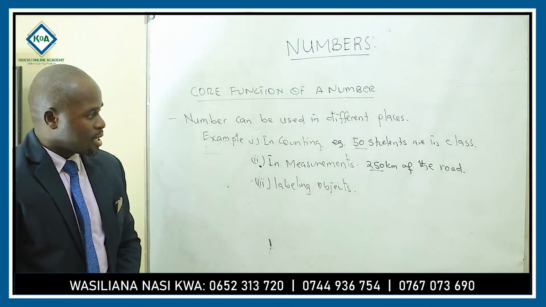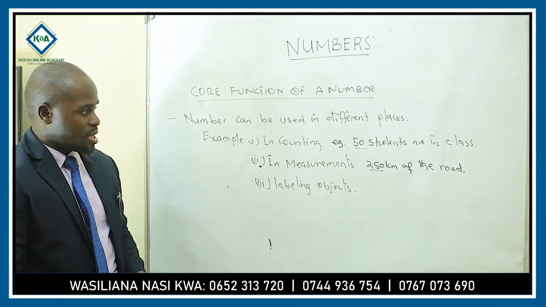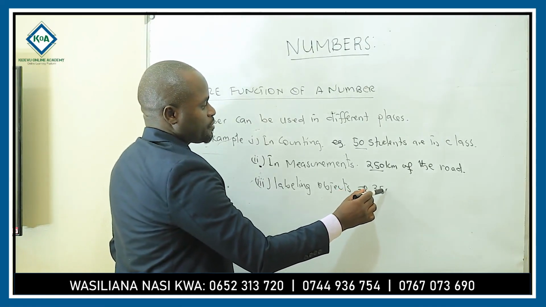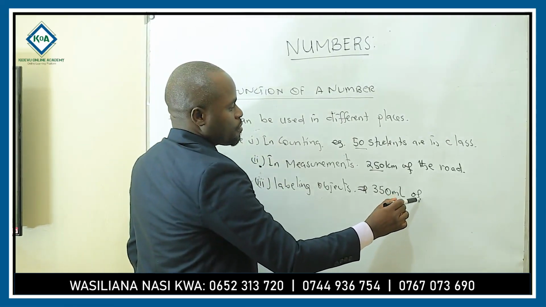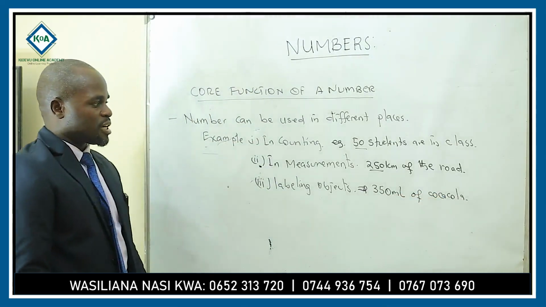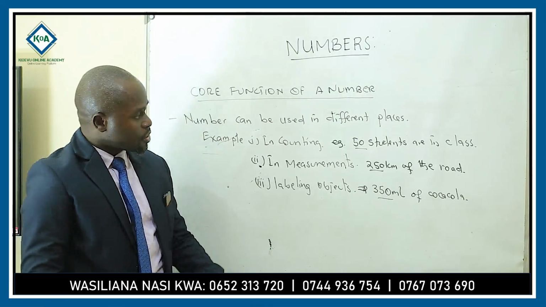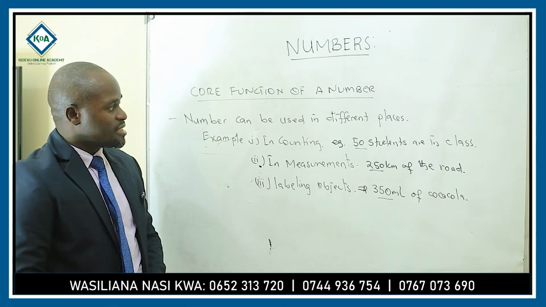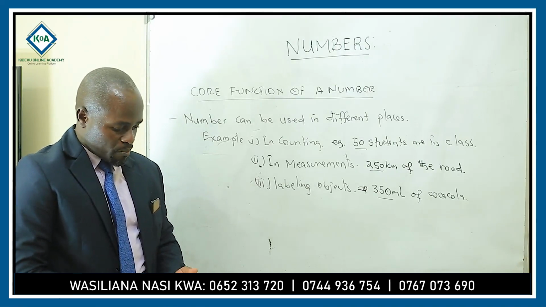But also in labeling, we know the bottles of water or sometimes soda are labeled. Maybe we have 350 milliliters of Coca-Cola. It means this 350 is a number. So these are different uses of a number. We always apply this concept in different situations or different places. So those are the core functions of a number.